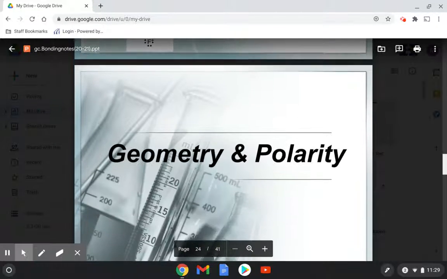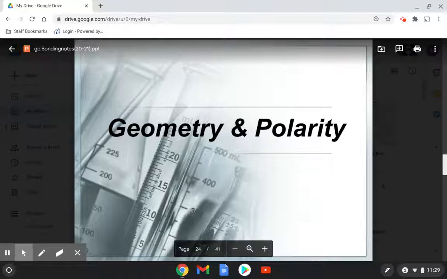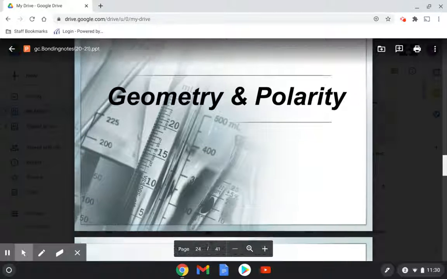All right, on to geometry and polarity. So again, what you have seen are different shapes of how different structures are created. And again, we're going to go through what each one looks like and how each one is being shown.